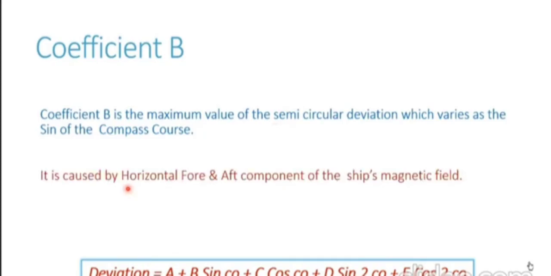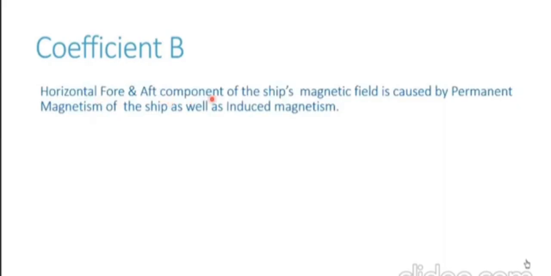There is some disturbance in the horizontal fore and aft component of the ship's magnetic field. The horizontal fore and aft component of the ship's magnetic field is caused or generated by permanent magnetism of the ship as well as induced magnetism of the ship. So the contributing factors for coefficient B are both permanent magnetism as well as induced magnetism.